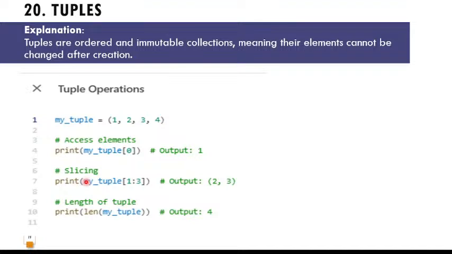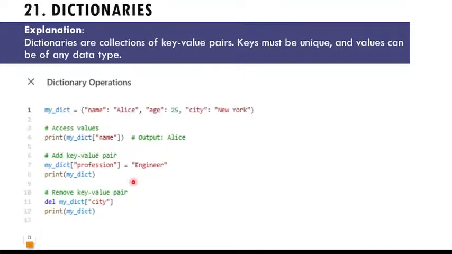Slice it. We can slice it into parts. So slice it, my tuple 1 colon 3. This is 0, this is 1, and 1, 2, 3. So now it will slice these parts; only 2 and 3 will be taken. Length of tuple. For this again we can write print len, LEN is for the length, my tuple. It will be 4. Dictionaries. Dictionaries are a collection of key-value pairs. Keys must be unique and values can be of any data type.